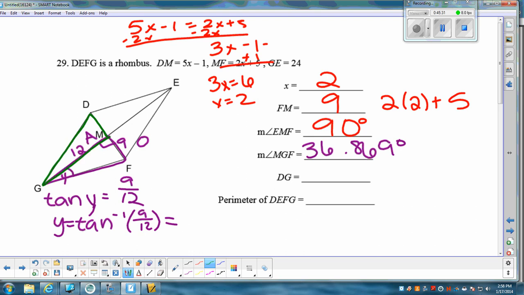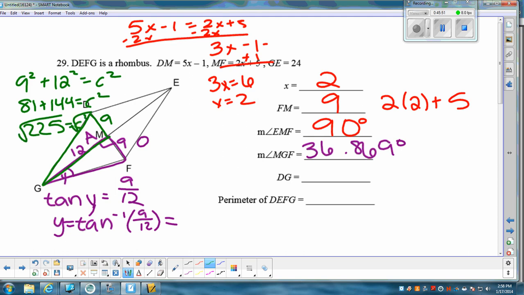Then I need to figure out the length of DG, but I still know that GM is 12, DM is 9. Pythagorean Theorem will give us DG. 9 squared plus 12 squared equals C squared. 81 plus 144 equals C squared. C squared is 225. So DG is 15, and since we are a rhombus, multiply 15 by 4, and we get that our perimeter is 60.